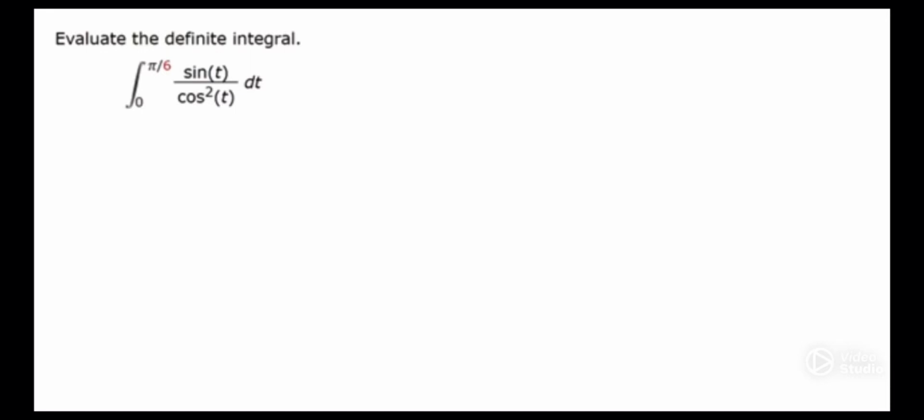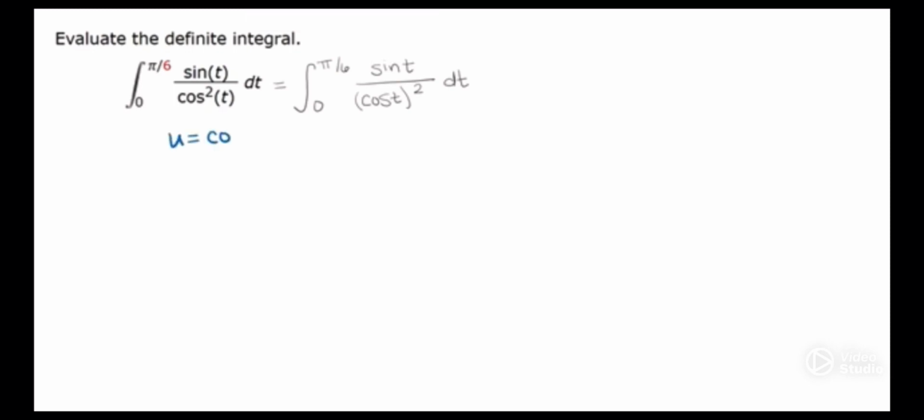So we are integrating from 0 to pi over 6 of sine t over cosine squared t dt. To get started, we want to rewrite this as the integral from 0 to pi over 6 of sine t over cosine t squared dt.